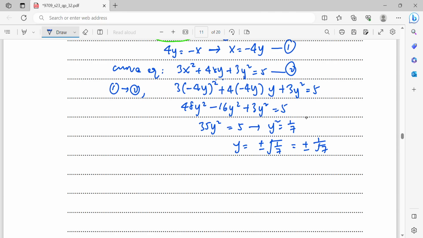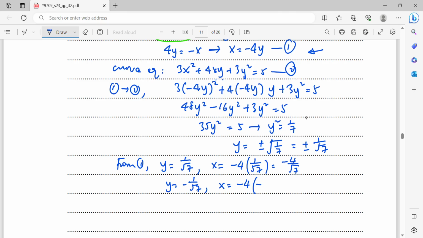So now I have found the 2y, so I can get the x from first equation. So I will write from first equation, when my y is positive 1 over square root 7, my x is going to be negative 4y. That means it's negative 4 over square root 7. When my y is negative 1 over square root 7, then my x will be negative 4 of negative 1 over square root 7. Then I will get positive 4 over square root 7.